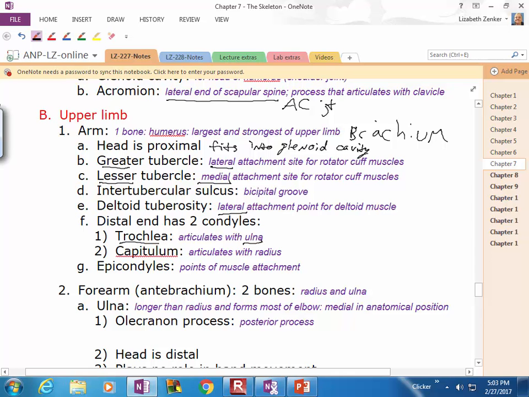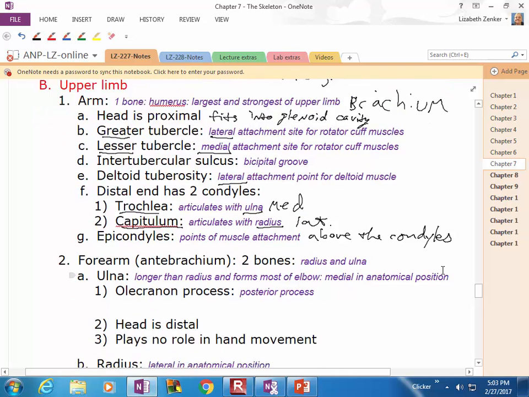And if you look at the arm, is the ulna medial or lateral if you put your body in the anatomical position? It's medial. And the capitulum articulates with the radius, which means that it should be lateral, correct? And then epicondyles, epi means above or upon, right? So epicondyles are points of muscle attachments above the condyle. So you got to be kind of specific when you're outlining epicondyle versus condyle, right? Because they are a different region on that bone.